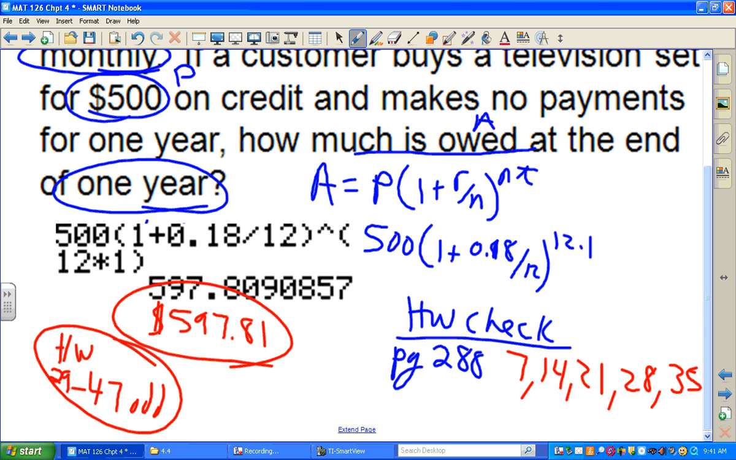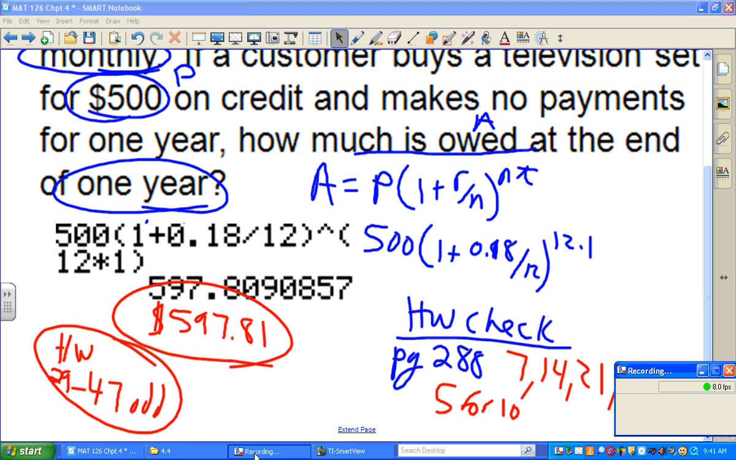That's pretty easy. 5 or 10. All right, good. Close this up. That was a quick lesson today. Oh, we're doing homework check. We did a lot. Good.